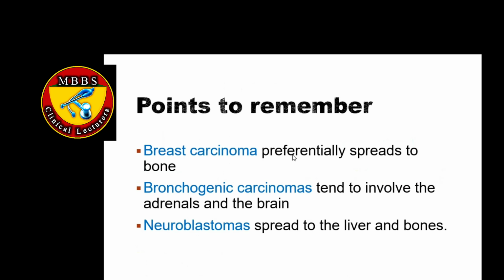Breast carcinoma preferably spreads to the bone. Bronchogenic or lung carcinoma usually tends to spread to the adrenal glands and the brain. Neuroblastoma prefers metastasis to the liver and bones. But these are not the fixed sites of metastasis in these particular tumors. They can spread anywhere in the body.